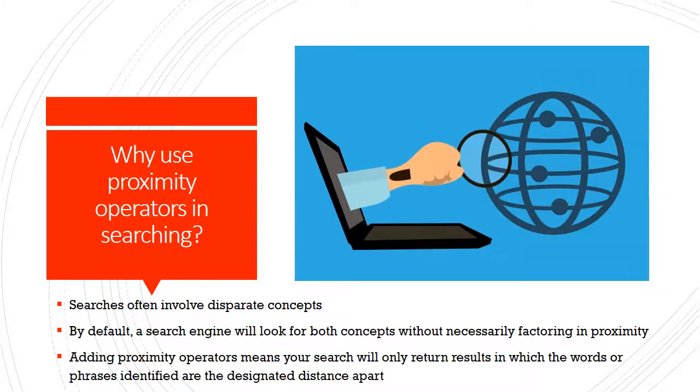Online searches often involve two or more disparate concepts. By default, a search engine will try to retrieve pages that have both of those concepts, but not necessarily near each other. By adding proximity operators, we can ensure that our searches only return results in which the words or phrases identified are whatever distance apart we desire.